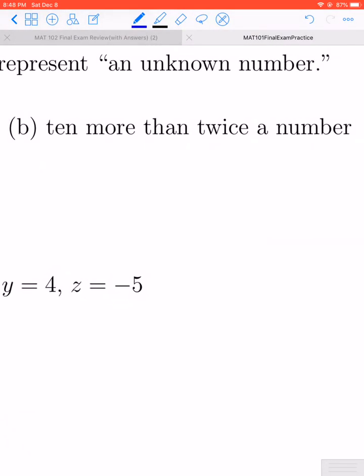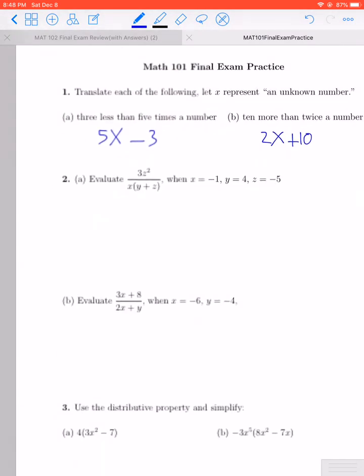For the second part, it says 10 more than twice a number. 10 more means to add 10 to, and then it says twice a number. That would be 2x. So it would be 2x plus 10.